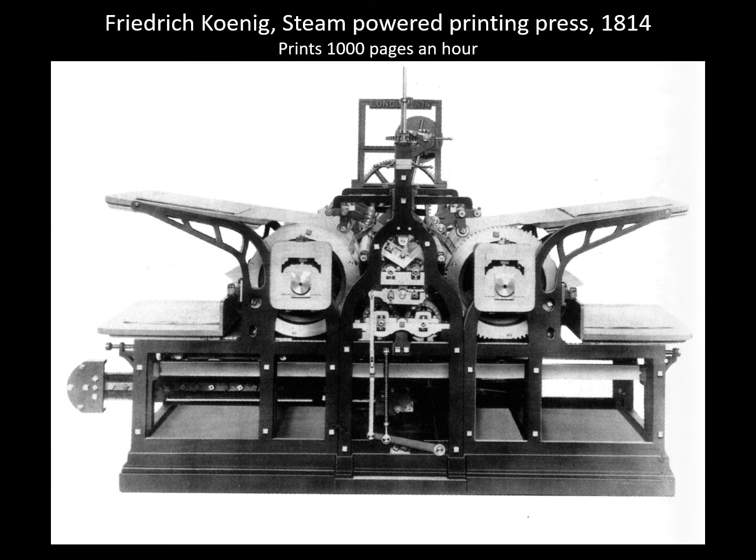So this is the steam-powered printing press. It prints 1,000 pages an hour. That was like crazy in terms of how many things you could produce. And so what it means is that visual media is much less expensive. And so it starts to appear everywhere.